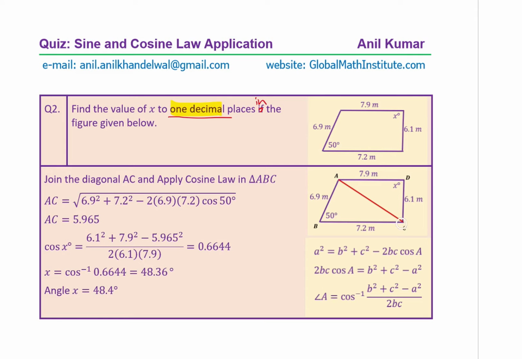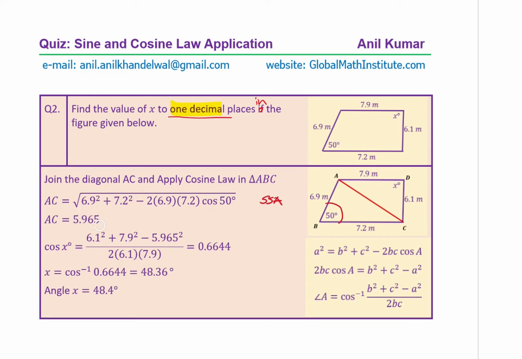So the line connecting A to C, the diagonal, converts this quadrilateral into two triangles. Now, if you look into the triangle ABC, we are given two sides and the included angle. So whenever you are given two sides and the included angle, which is the case of SAS, you're going to apply the cosine law. So you can now find the length AC with the application of the cosine law. Which will be what? Square of these two sides, add them up, minus 2 times 6.9 times 7.2 times cos of the angle in between. Correct? So you get this value of AC, which is shown here.